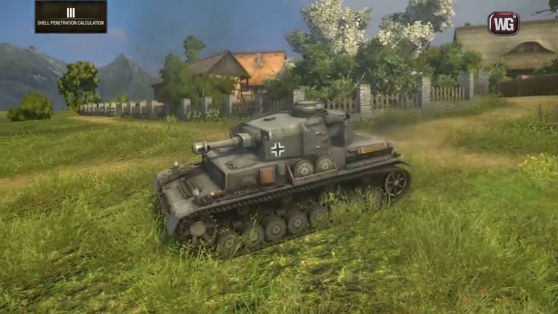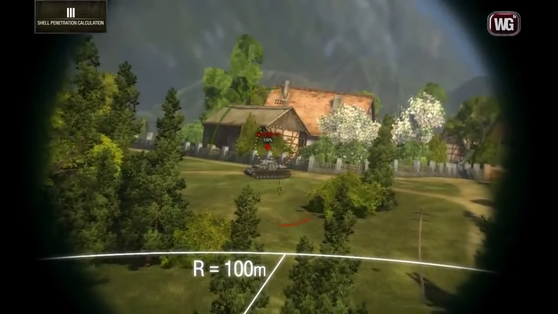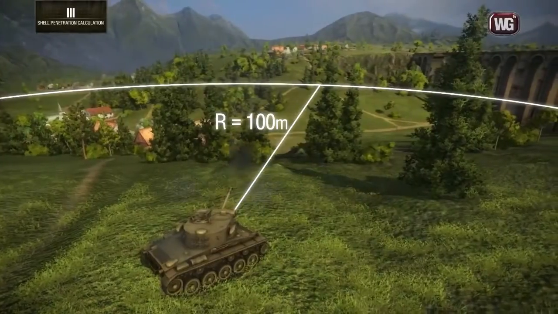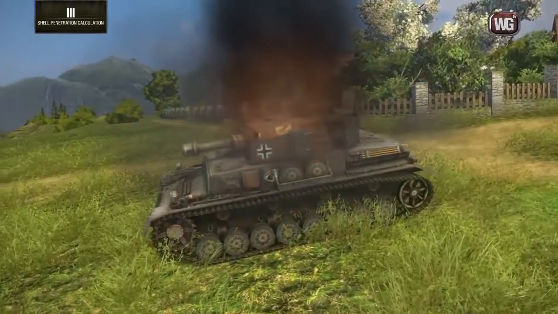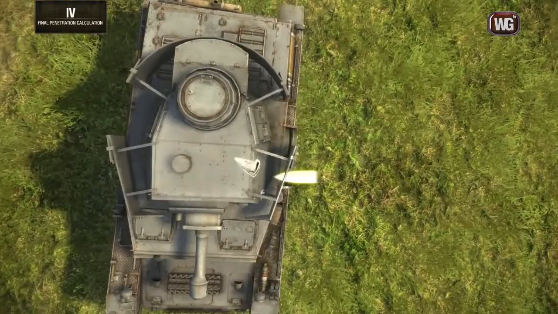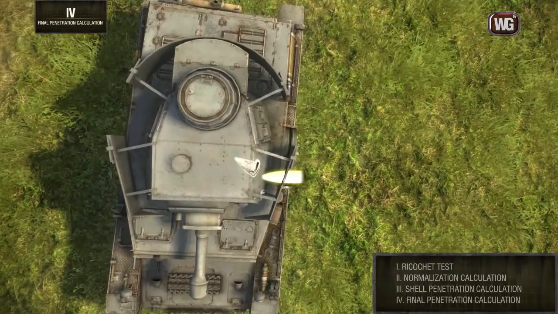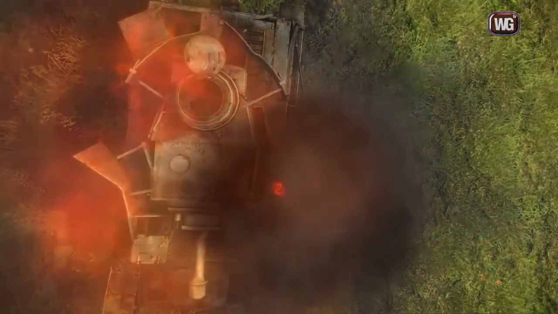The third step. At this stage, the penetration potential value of the shell is calculated. This depends on firing distance. Shooting from more than 100 meters away decreases the shell's penetration, and also on the random 25% fluctuation value. The fourth step. After penetrating the spaced armor, the shell keeps moving, but its penetration potential is reduced by the thickness of the spaced armor. If the shell hits the primary armor after completing those steps, the whole algorithm gets repeated. Ricochet test, shell normalization, and calculation of final penetration. If the underlying armor is penetrated, the vehicle is damaged by the shell using its average value plus or minus 25%.